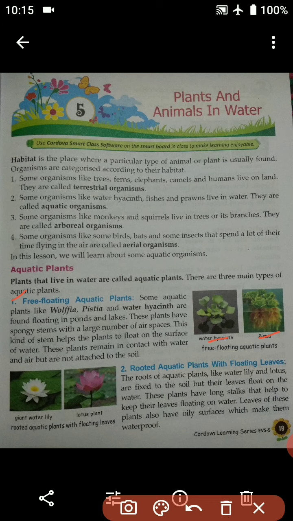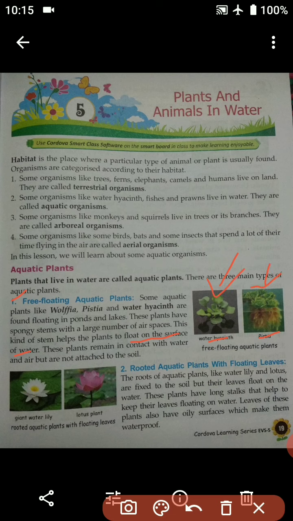This plant has a spongy stem with a large number of air spaces. The stem will be very spongy, because spongy stems help a large amount of air to enter inside. This kind of stem helps the plant to float on the surface of the water. So these plants are floating in the water.